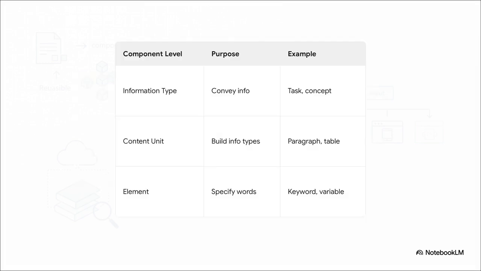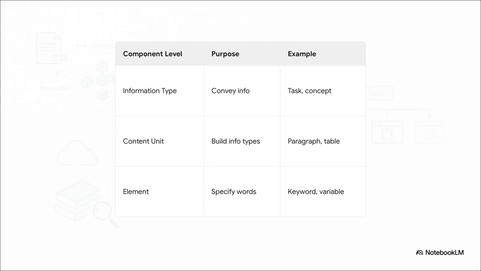The standard's information model breaks things down into really granular layers. Right at the top, you've got the information type. Think of a task, a concept, or a reference. It's there to answer a specific user question. But that information type is actually built out of smaller content units, like a paragraph, a table, or a micropiece like a hazard statement.